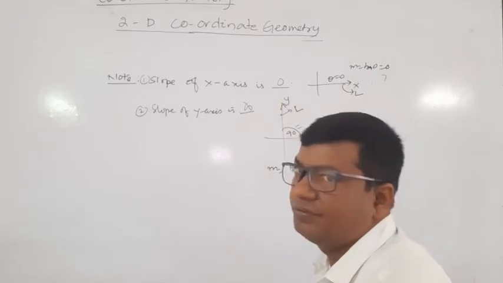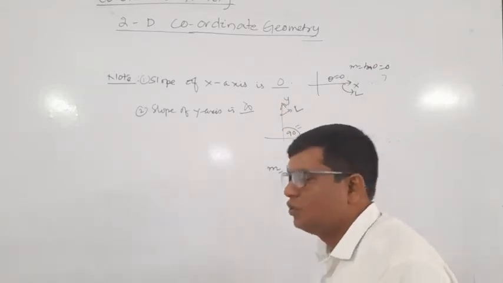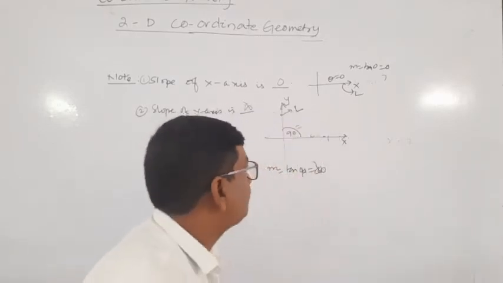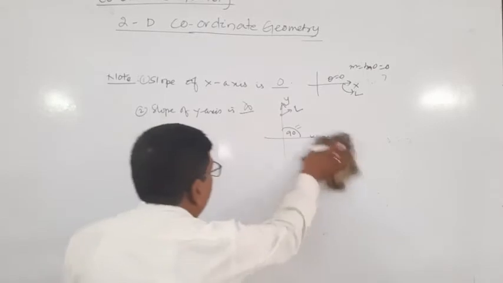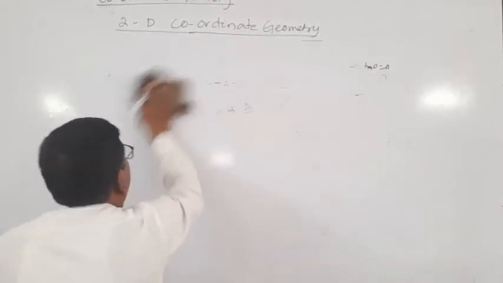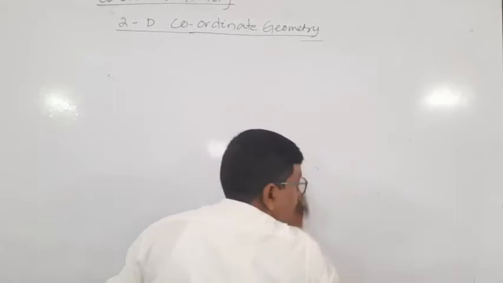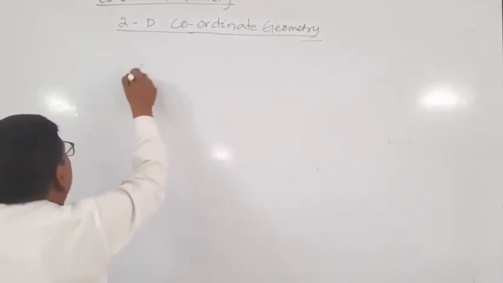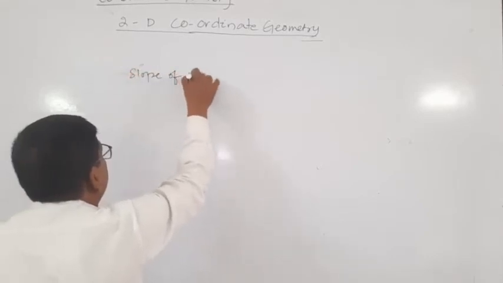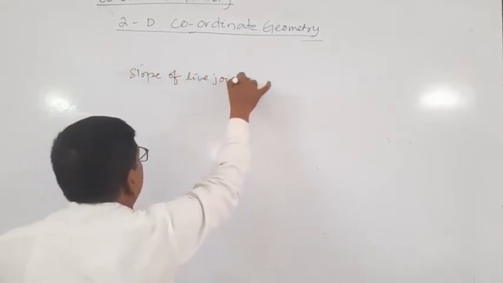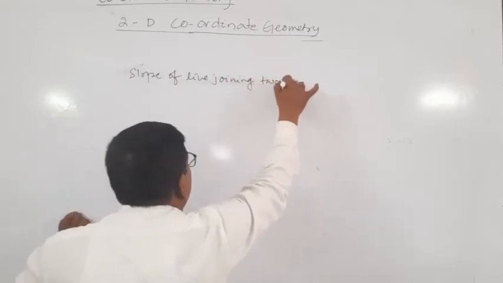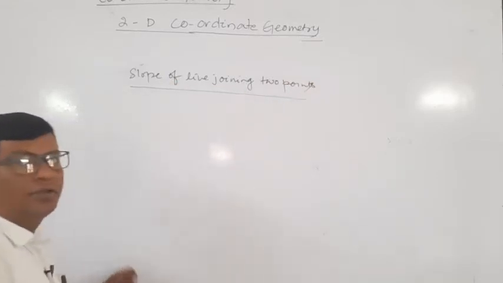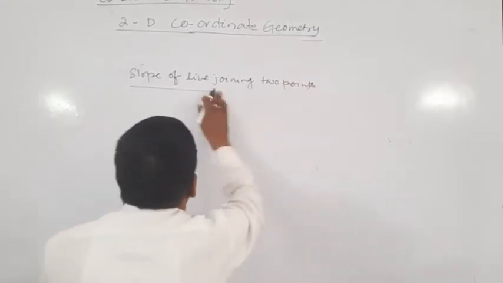This is infinity. Okay. Now slope of line joining 2 points.